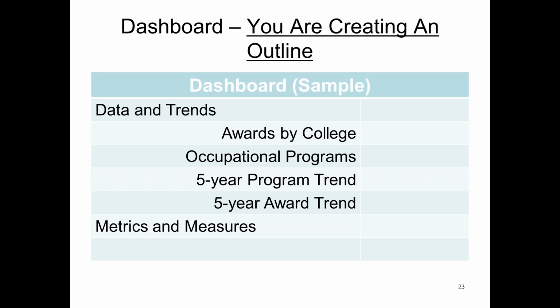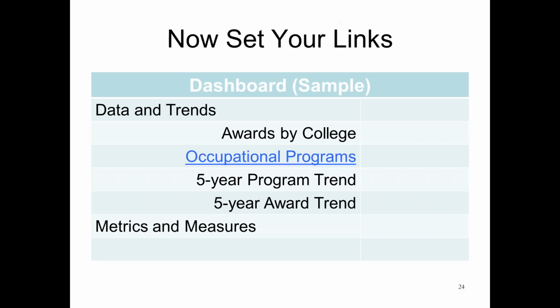Now notice I've underlined the words at the top of the frame. You're creating an outline. I want to put in your mind as you think about a dashboard, it'd be like writing a term paper, right? You start with an outline of the key things that you want to have and what your subsections are going to be. Your three things are data and trends, metrics and measures, and KPIs. So I'm just trying to reinforce that.